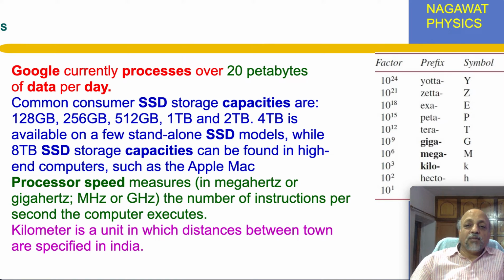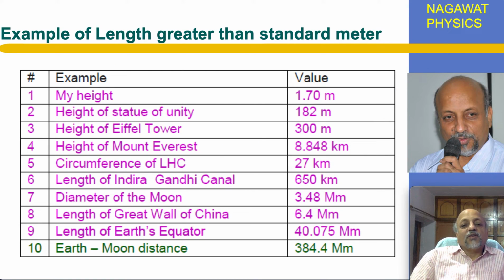So these are very, very important SI prefixes, and their use is shown here: my height can be written as 1.70 meter, which is of the order of meters, but values much more than 1 meter can also be expressed using the SI prefix. For example, the height of Mount Everest is 8.848 kilometer, and the circumference of the LHC, the Large Hadron Collider, the most important experiment which has taken place recently, is 27 kilometer. And the Great Wall of China is measured in megameter, and so is the Earth-Moon distance, which is 384.4 megameter, or you can convert that into kilometers also if you so wish.